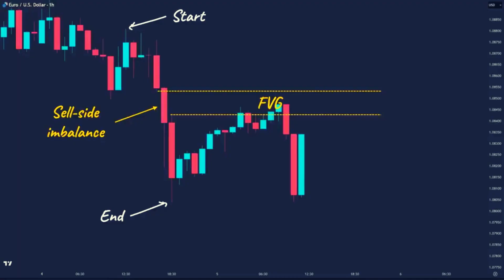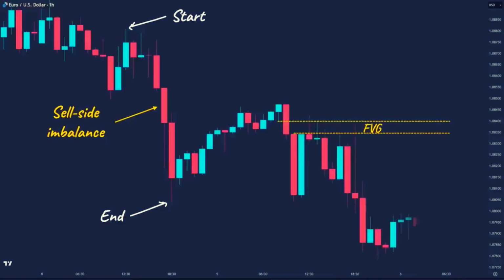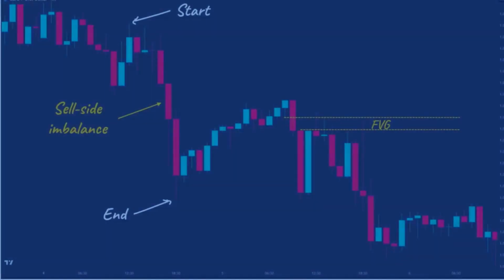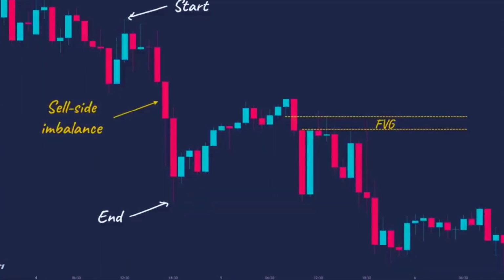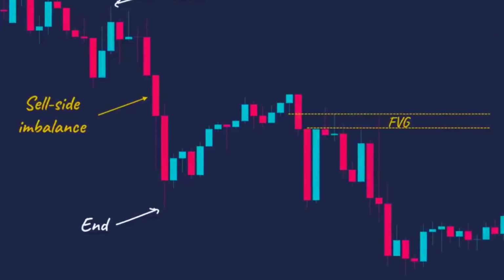We observe a sharp move to the downside, creating a fair value gap area. Then, the price pulls back to this area, rejects the FVG, and continues downwards. This concept applies to all time frames. Even on daily or weekly time frames, we see price creating FVG areas.